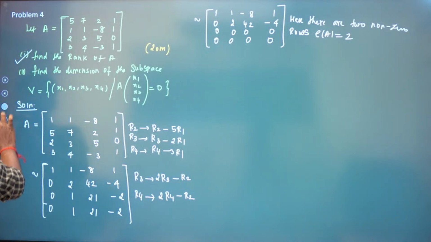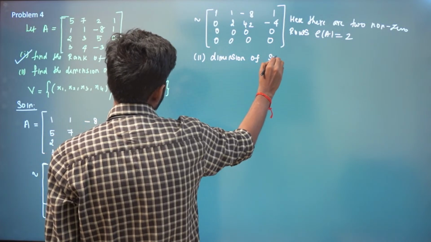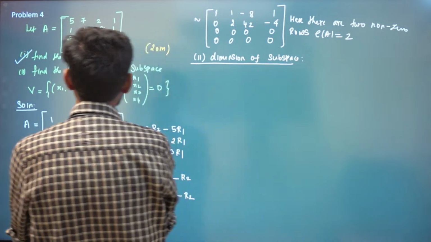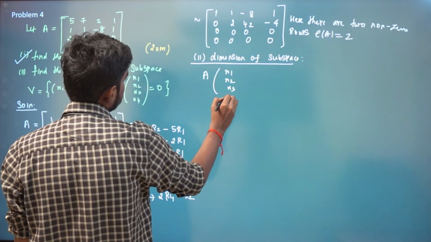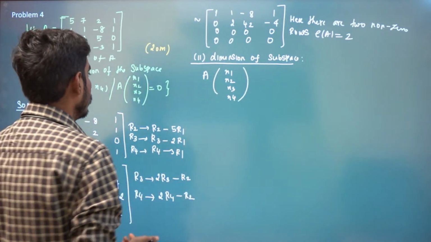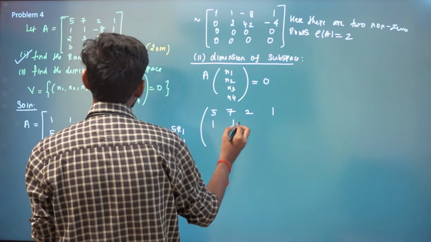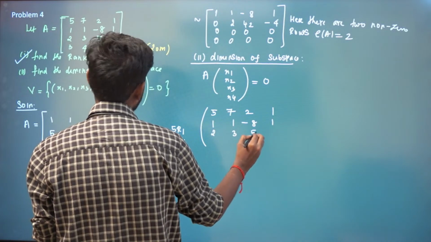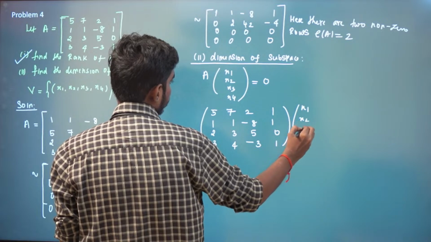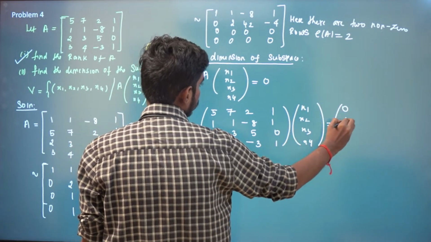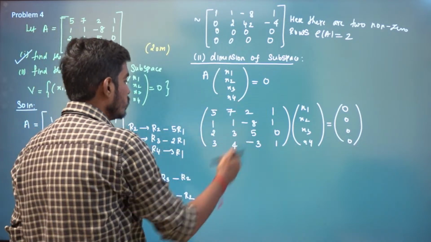Now we'll find the dimension of the null space. You need to find all those x1, x2, x3, x4 such that A times (x1, x2, x3, x4) equals 0. You have to solve this homogeneous system. So what is your A? A is 5, 7, 2, 1, 1, 1, minus 8, 1, 2, 3, 5, 0, 3, 4, minus 3, 1, times x1, x2, x3, x4 equal to 0. So we need to solve this homogeneous system of linear equations. That is, we are finding the null space here, right?